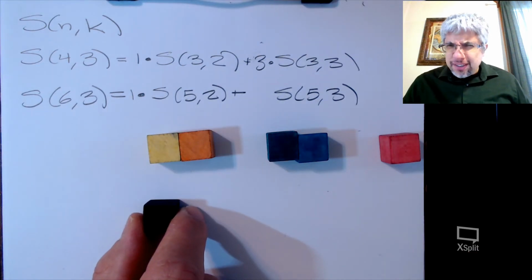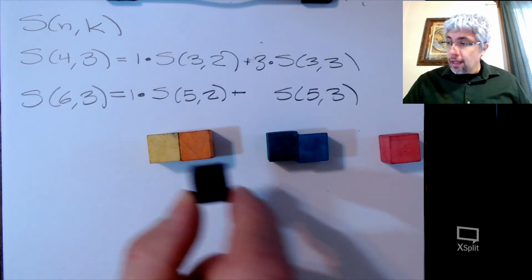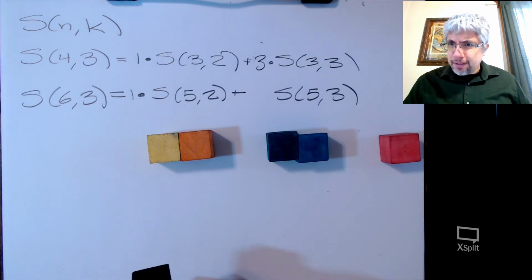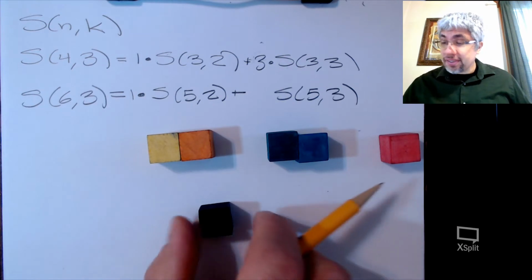So how many ways could I choose a place for this block here? Well, is it n different possibilities? No, I don't have 5 possibilities. I have 3 possibilities, because the number of possibilities equals the number of subsets.